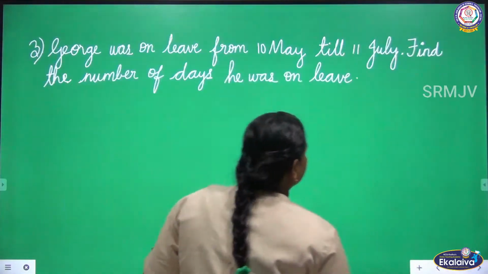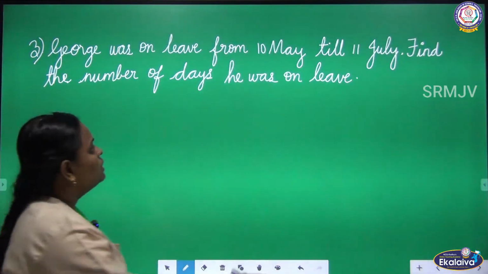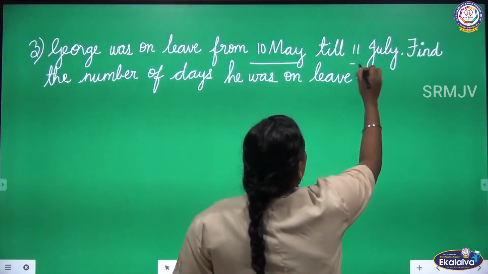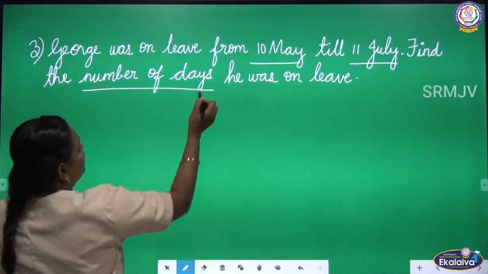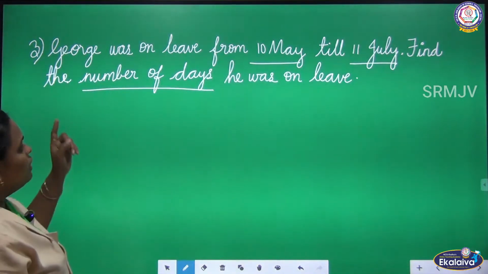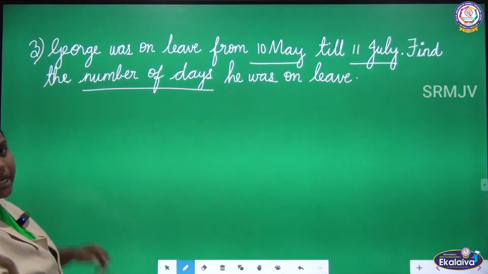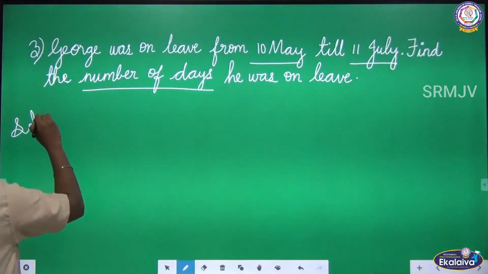So next one. George was on leave from 10 May till 11 July. Find the number of days he was on leave. So we are going to find out the leave. How many days did he take leave? So listen, write the solution.